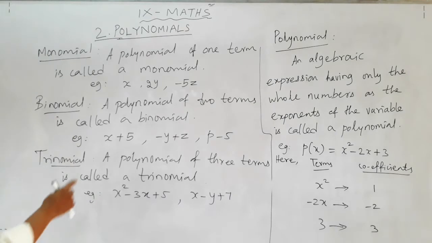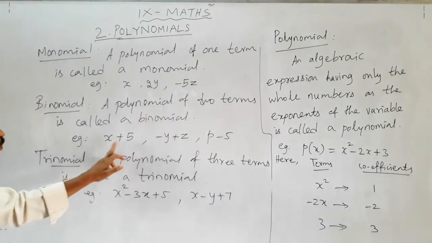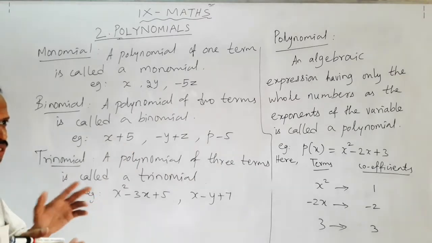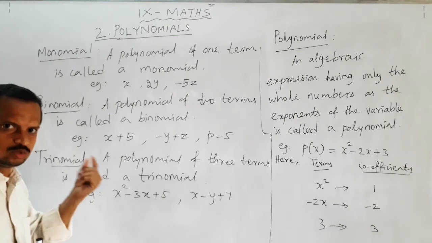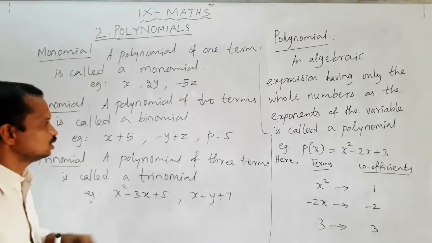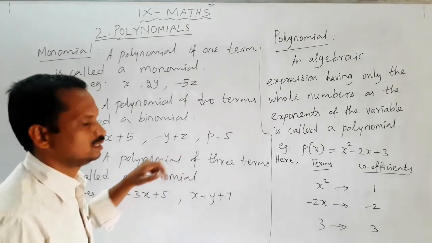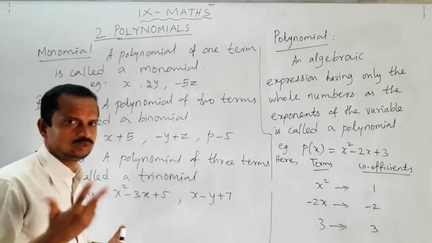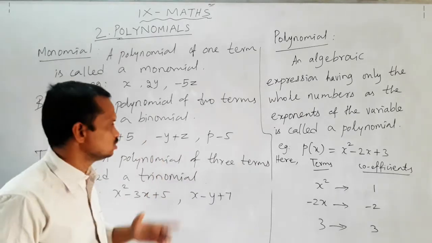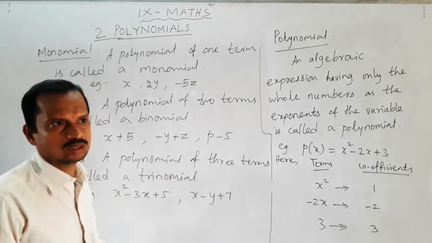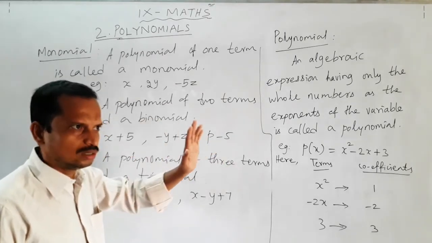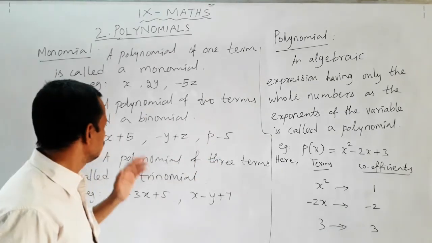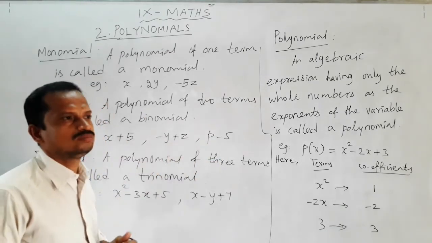Binomial. A polynomial of 2 terms is called a binomial. See here, 2 terms, x plus 5. The 2 terms are connected by the plus symbol. So x is one term, 5 is another term. And you see here, minus y plus z. Here 2 variables are there, but anyhow, 2 terms. Minus y is one term, z is another term. So 2 terms are there, so it is a binomial. p minus 5: p is one term and minus 5 is another term. Therefore, these are 2-term polynomials.